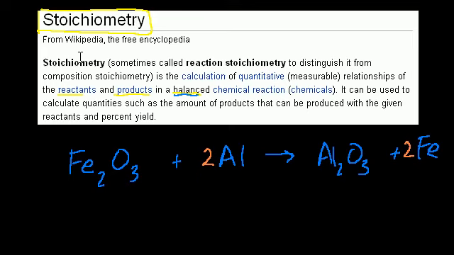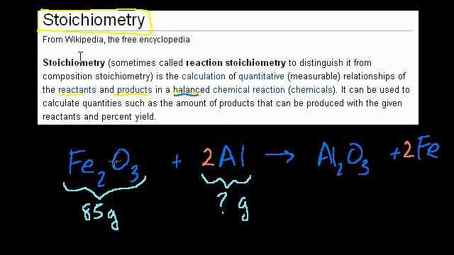So let's say we were given 85 grams of the iron 3 oxide. My question to you is, how many grams of aluminum do we need? Well, you look at the equation, you immediately see the mole ratio. For every mole of iron 3 oxide, for every 1 of that, we need 2 aluminums, right?